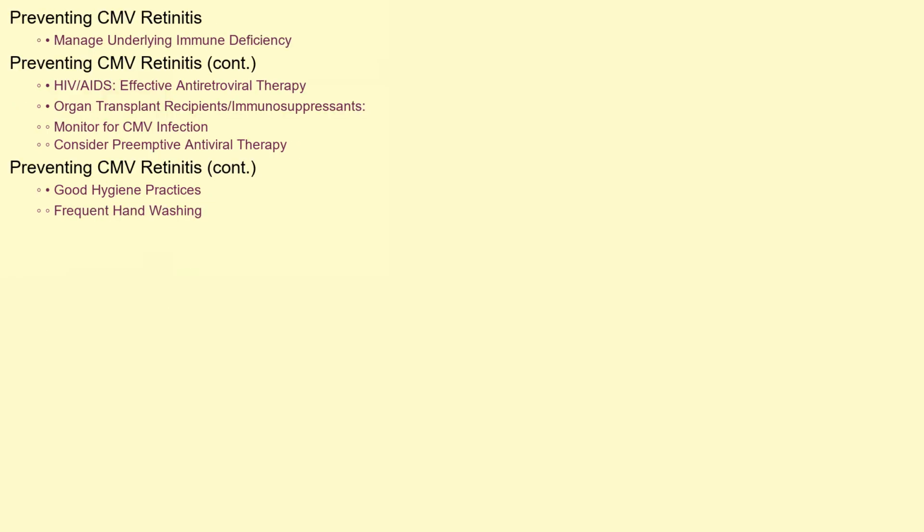Preventing CMV retinitis in at-risk individuals primarily involves managing the underlying immune deficiency. For those with HIV/AIDS, effective antiretroviral therapy is key to maintaining a strong immune system and preventing CMV reactivation. Organ transplant recipients and others on immunosuppressants should be closely monitored for signs of CMV infection, and preemptive antiviral therapy may be considered in some cases. Good hygiene practices, such as frequent hand washing, can also help reduce the risk of CMV exposure.